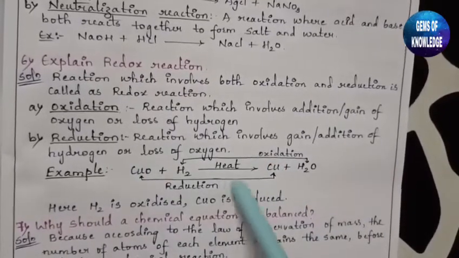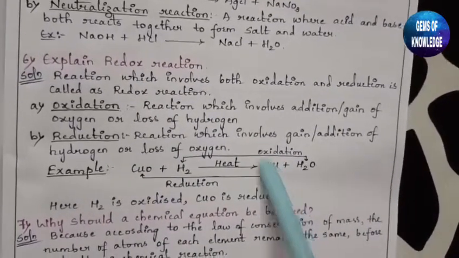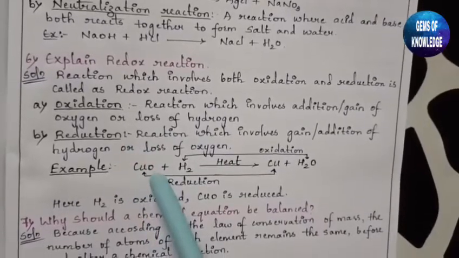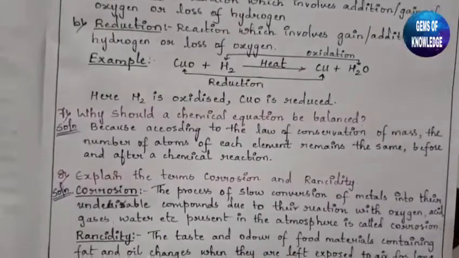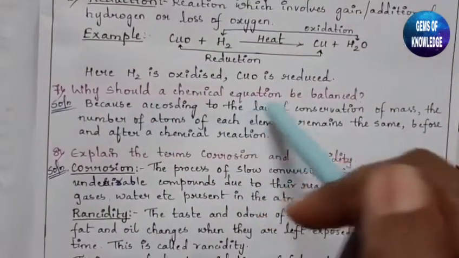It means oxygen is reduced here. So you can write CuO is reduced. Okay, I hope this question is cleared. Next one is, why should a chemical equation be balanced?